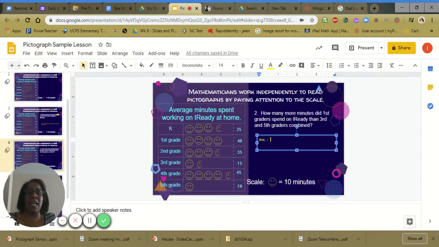So the question said, how many more minutes did first graders spend on iReady than third grade and fifth graders combined. So I'm going to document: first graders spent, blank more minutes than third and fifth graders combined.